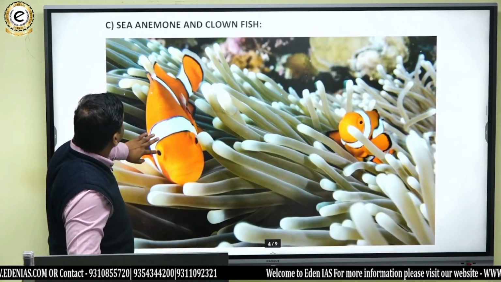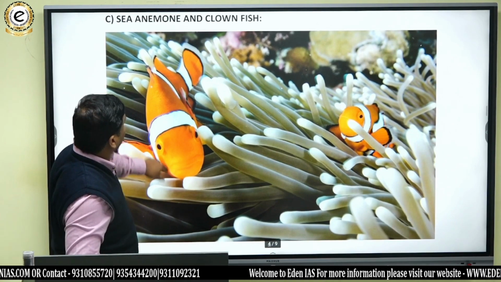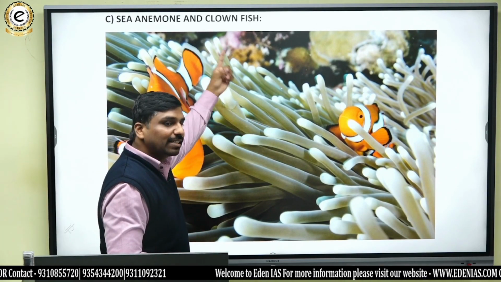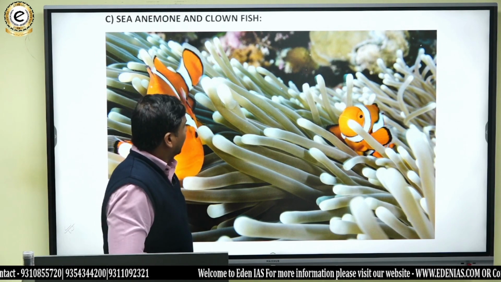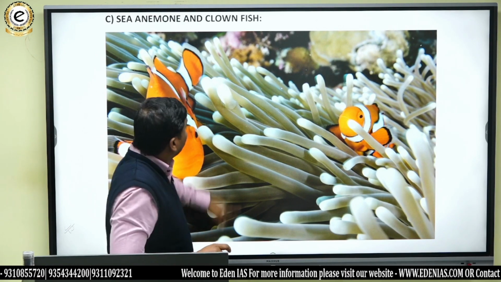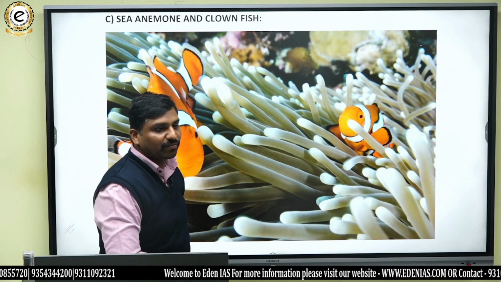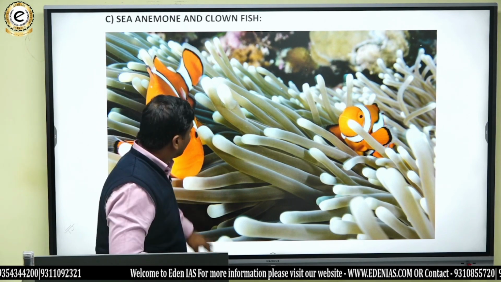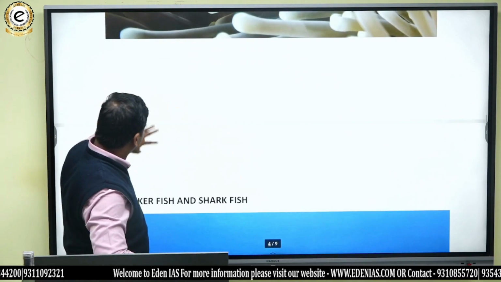Then sea anemone and clownfish. Here is the example. So it is an example for mutualism. So try to just pick, just have an example for this, clownfish and sea anemone. Okay, so then it's wrongly placed.